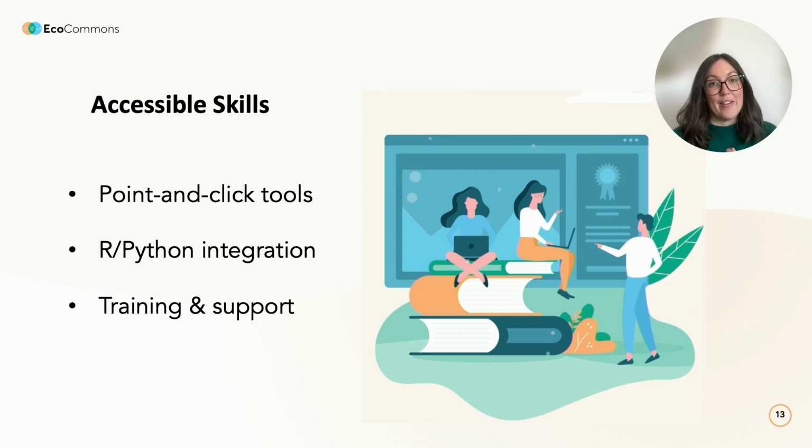And skills are another big barrier. EcoCommons provides point-and-click workflows for people new to modeling. They can select datasets, choose algorithms, and run analyses through an intuitive interface. At the same time, our coders can integrate R and Python directly, so they're not limited by the interface. And we do this through the Jupyter Notebook library. We also run a lot of training and provide documentation, helping people build their confidence and skills over time. And the result here is instead of locking people out of modeling, we're really helping to bring them in.